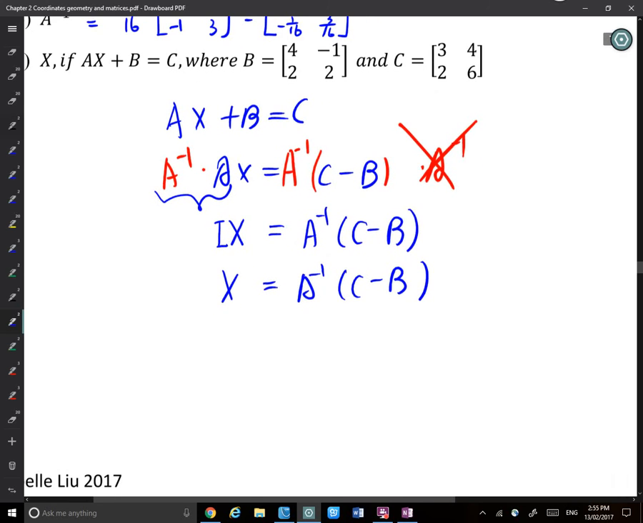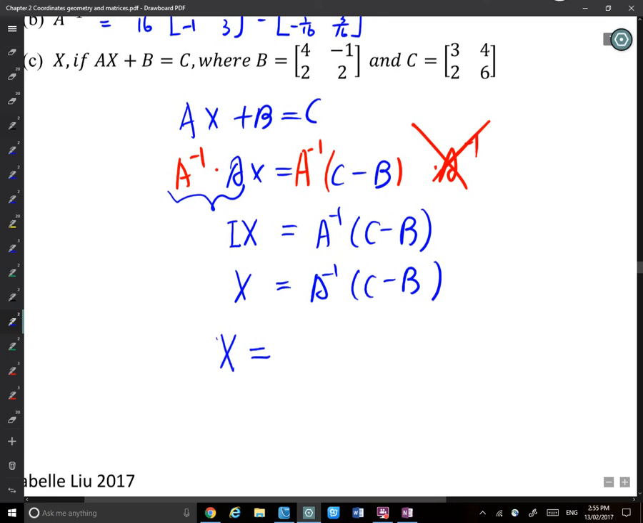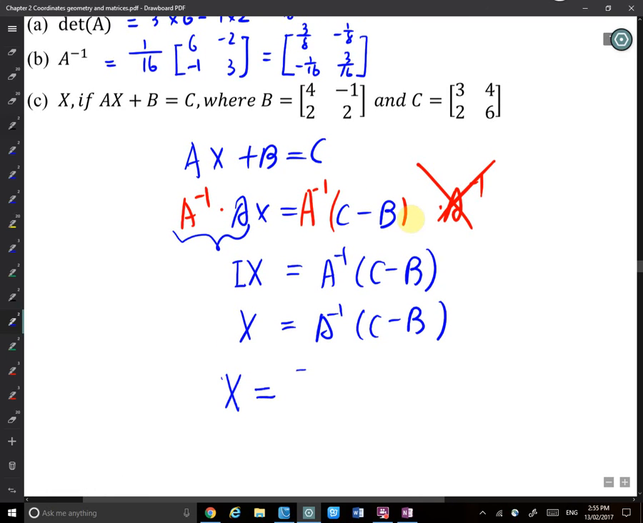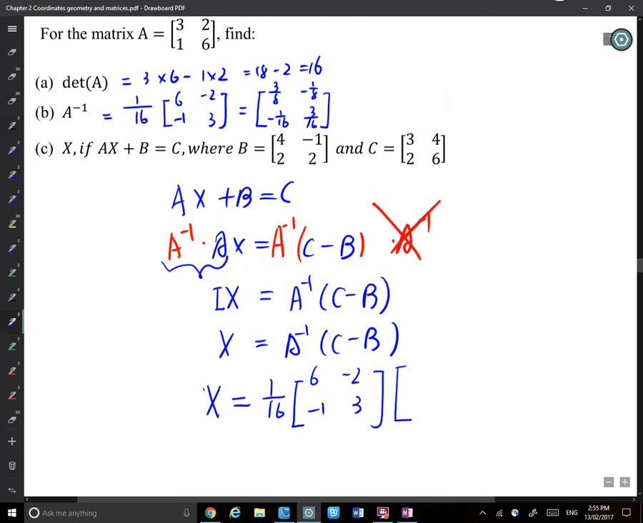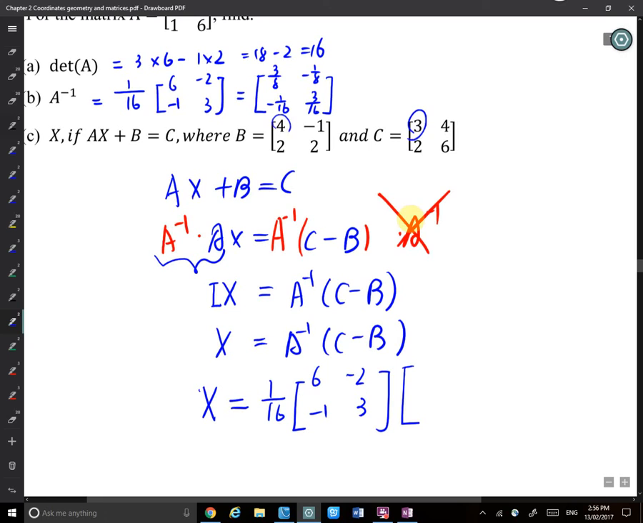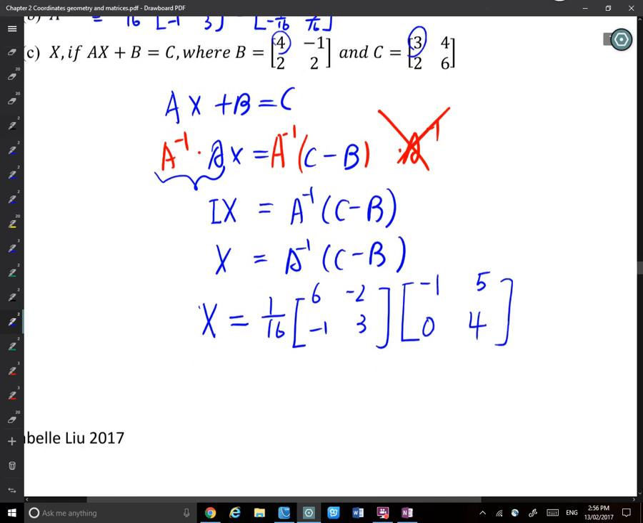So let's put all the information in. What is A inverse? Let's put A inverse as 1 over 16 times 6, minus 2, minus 1 and 3. What is C minus B? So C minus B will be 3 minus 4, which gives you negative 1. 4 minus negative 1 gives you 5. 2 minus 2 gives you 0. 6 minus 2 gives you 4. Okay, that's C minus B.